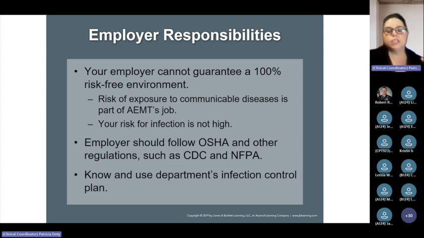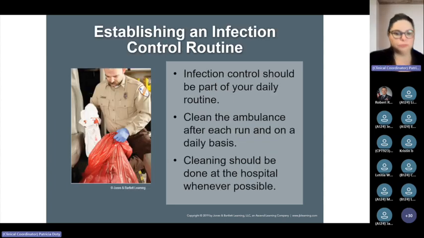So risk of exposure to communicable disease is part of the EMT and advanced EMT's job. It's just part of it. And your risk for infection is not high. That's all we want. We want to limit as much as we can. So employers are going to follow the OSHA requirements, CDC, NFPA, and all of the other regulations, okay? And you want to know what your exposure control and your infection control plan are before you really step foot on the ambulance as a card-carrying EMT, advanced EMT, whatever the case may be.